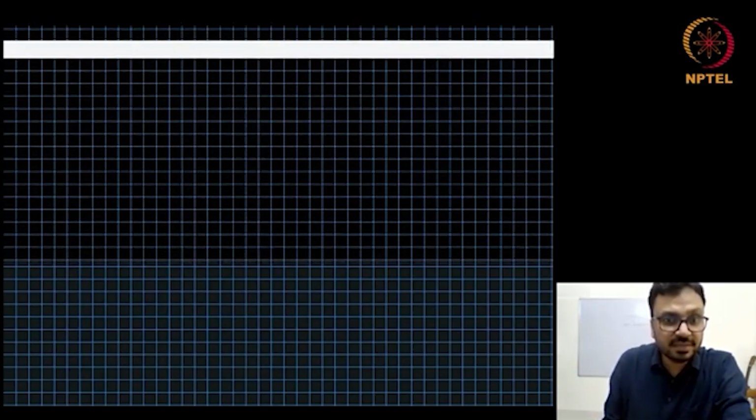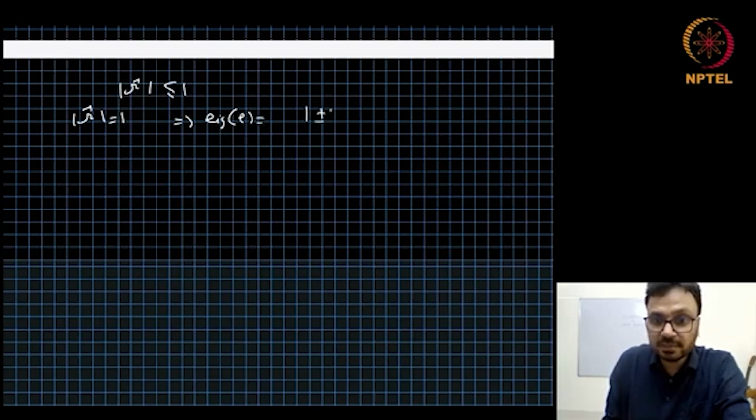Now we see that the R vector mod is less than or equal to 1. What will happen when the R vector mod is equal to 1? Then the eigenvalues of rho will become 1 plus or minus 1 over 2, which is 1 and 0. Then the rank of the matrix is 1, hence a pure state.